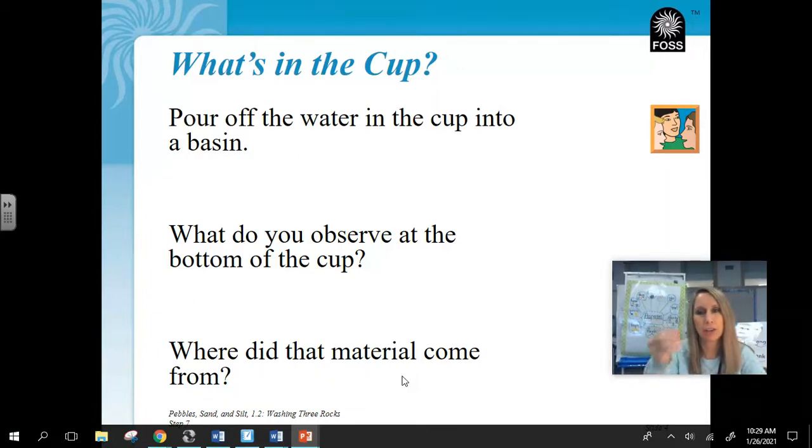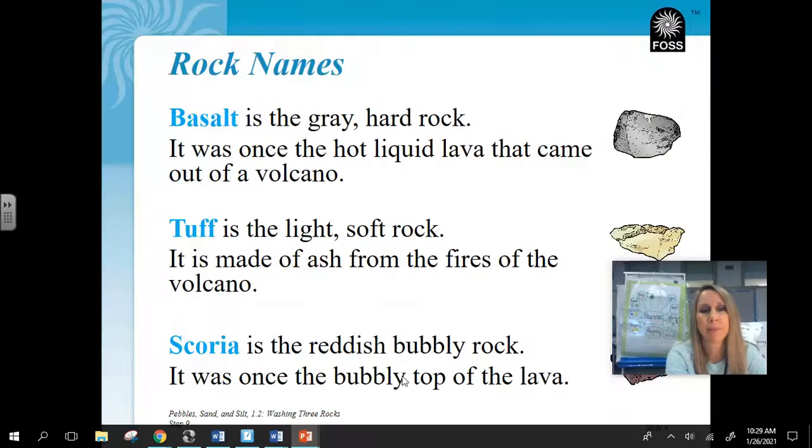A lot of that extra tiny pieces of sand or rock are left in the bottom of my cup. And I wonder if you'll see that in your cup also. Where did it come from? It came from the rocks. It's those little pieces that are getting washed away, or remember we said that are weathered from the rocks bumping together. They weather, so there's loose pieces of rock, and now we're washing those away.